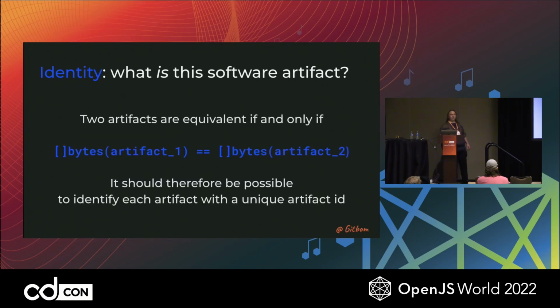So the first observation we make is there's a lot of ways to talk about artifacts being equivalent, right? If I have 2 simple Python scripts and I change the variable name in one of them and not the other, in some sense, they're equivalent. They do the same work. But that kind of equivalency is very localized to the language and environment you're working in. And so in GitBOM, we adopted the world's simplest notion of equivalency. 2 artifacts are equivalent if and only if they have the same array of bytes. Very simple, turns out to work for every language. And it should therefore be possible to identify each artifact with a unique identifier.